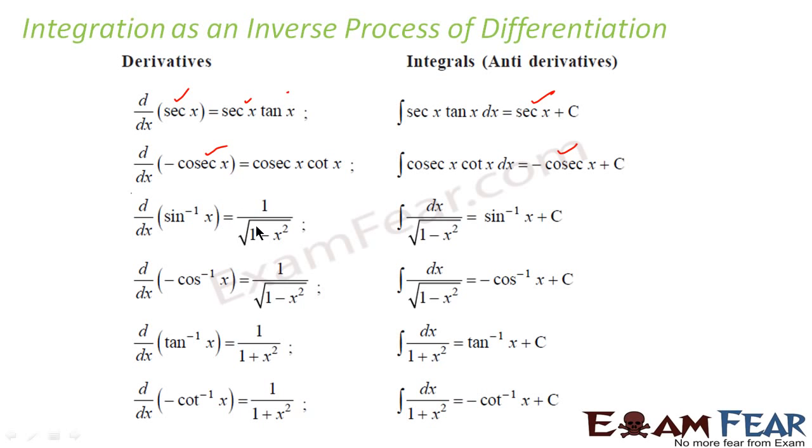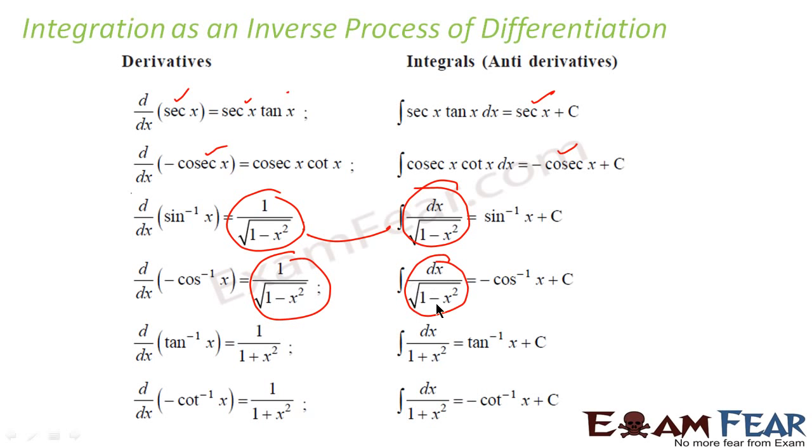You differentiate sine inverse x, you get 1 by root 1 minus x square. When you integrate 1 by root 1 minus x square, you get sine inverse x. Similarly, you differentiate minus cos inverse x, you get 1 by root 1 minus x square. You integrate 1 by root 1 minus x square, you get minus cos inverse x. Correct?